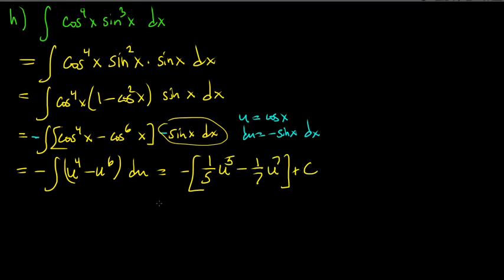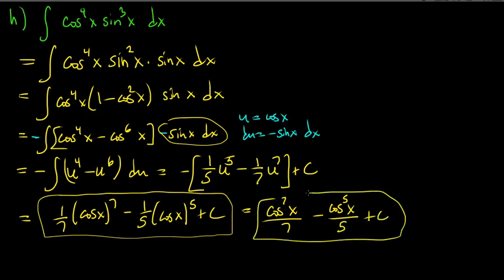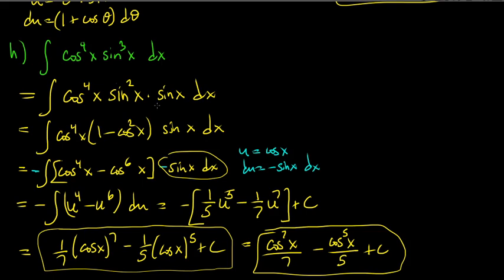So I think we can distribute the negative, and what we're going to get is 1 over 7 times u, which is cosine of x to the 7th, minus 1 over 5 times cosine of x to the 5th, plus c. You can leave it like that, or as is convention, you can write cosine to the 7th over 7 minus cosine to the 5th over 5 plus c. Doesn't matter to me.